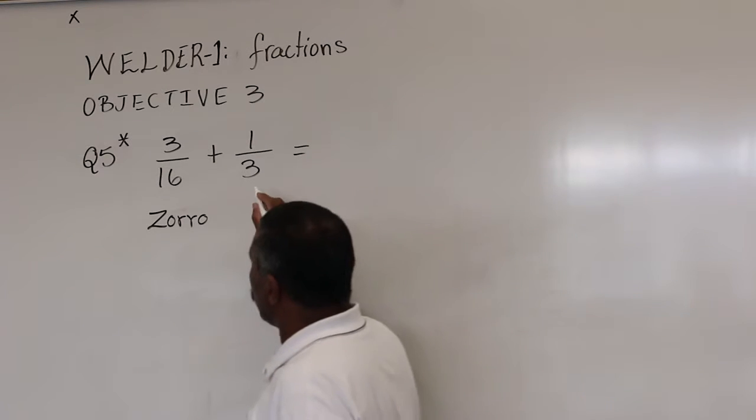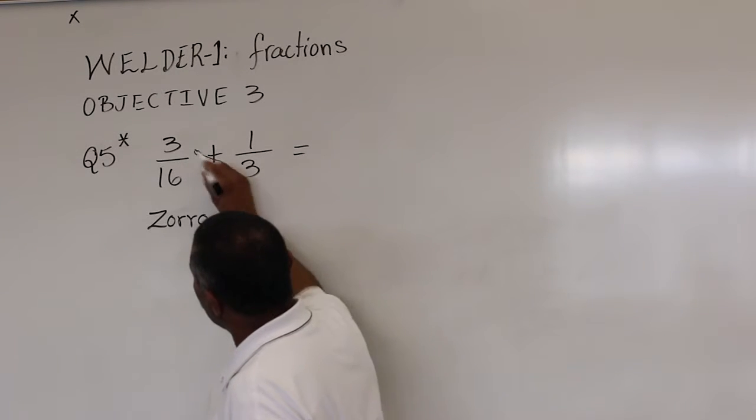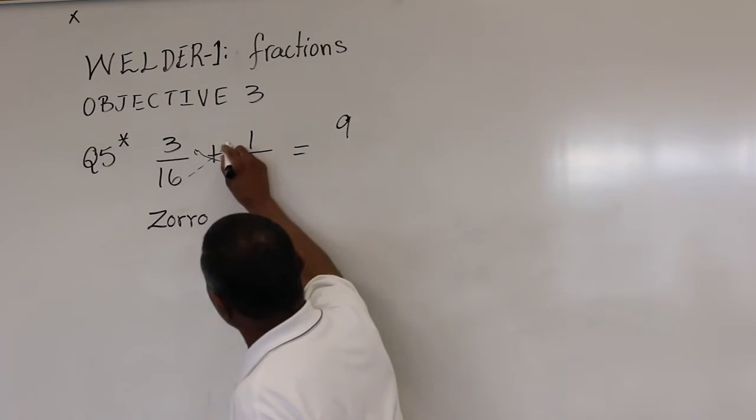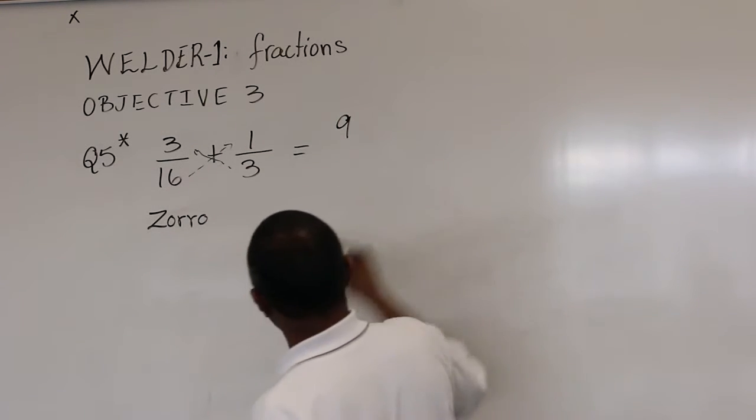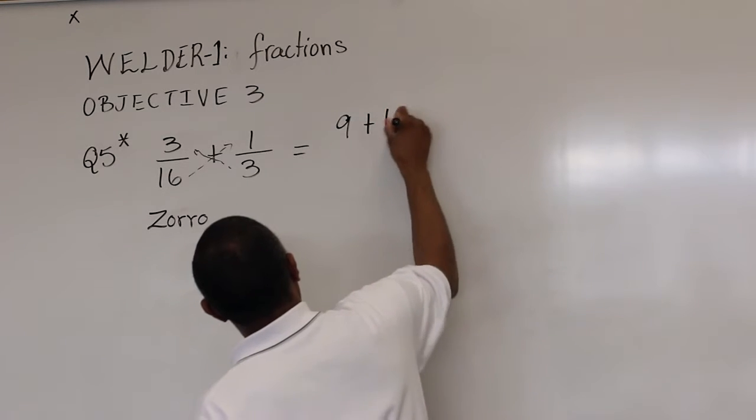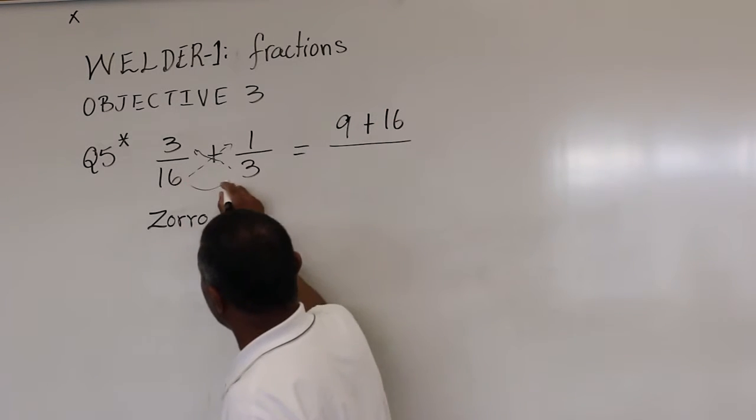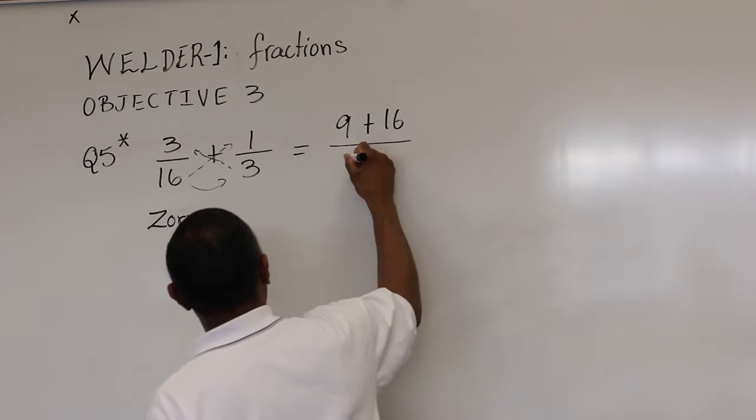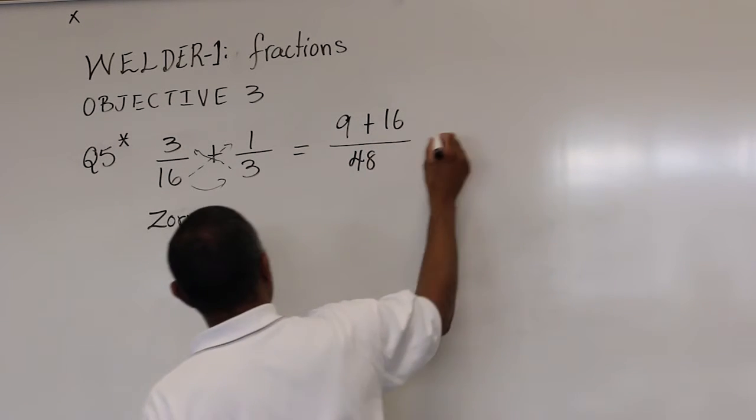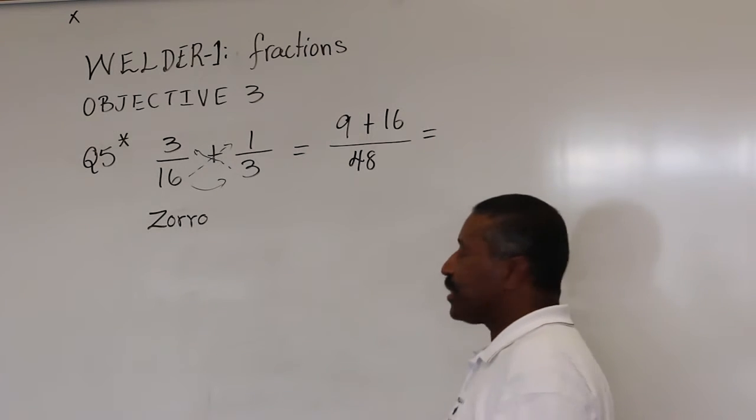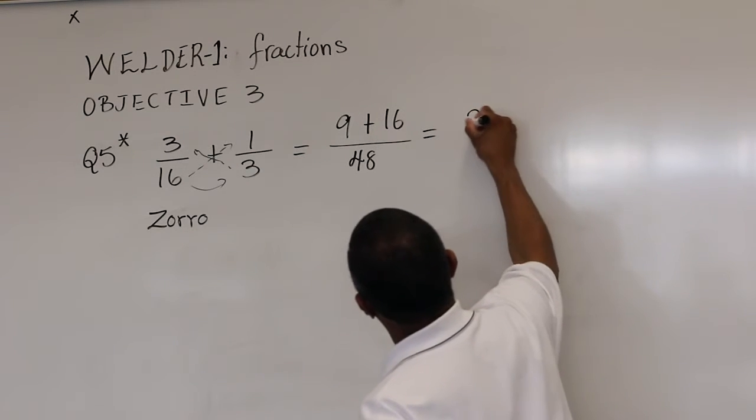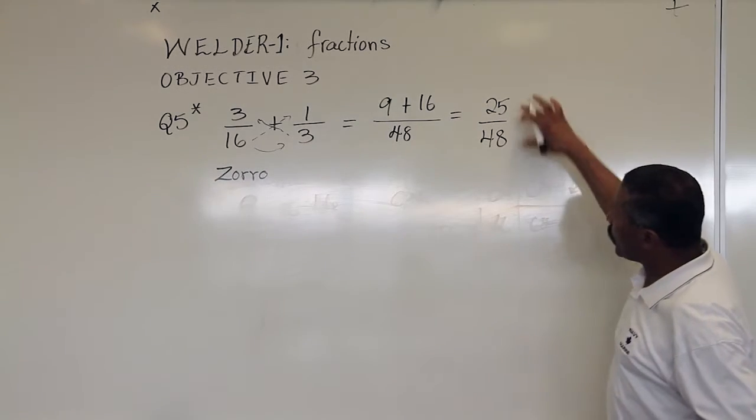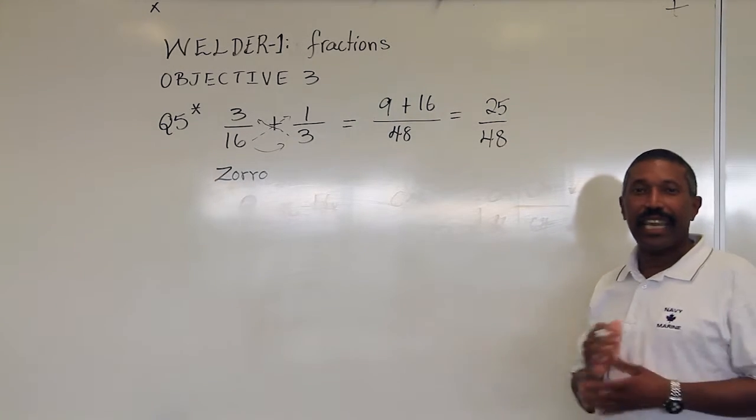The thing is, you would go to the left. You go left, and 3 times 3 is 9. And then you go right. 16 times 1 is 16. And then you go across. And when you go across, you're multiplying, and so 16 times 3 is 48. And guess what? You've got your answer. 16 plus 9 is 25, and that's divided by 48. You check to see if you can reduce it any further, and that's the answer.